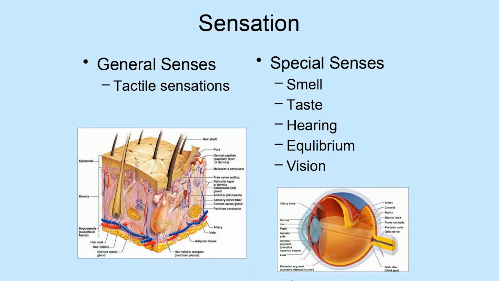The other type of sensation are what are known as the special senses. So the special senses have receptors that are much more complicated than the general senses do. And what we see with the special senses is that the receptors really are more like sensory organs. So they're made up of multiple tissue types. They've got some complexity to their structure. The special senses include smell, taste, hearing, what's known as equilibrium, which is kind of our body's ability to detect posture and balance and those kinds of things. And then vision is considered to be a special sense as well.